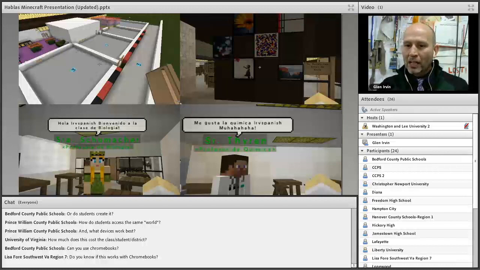So the students created the NPC and then created all the dialogue that goes with that specific NPC. In this case, Señor Thyron. We have La Señora Schumacher on the left-hand side. She's a biology teacher, and it greets people, and it says stuff, in Español, things that they would normally have said in class. So really cool stuff that you're able to do besides creating buildings or creating things. You can also create the NPCs, the people that actually are inside of these worlds.